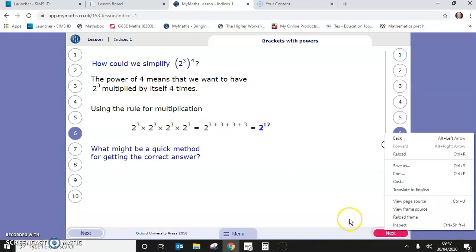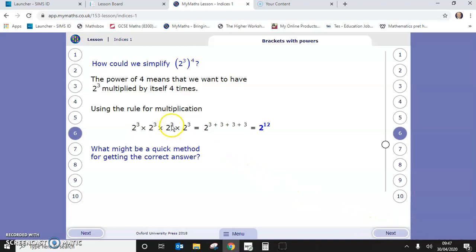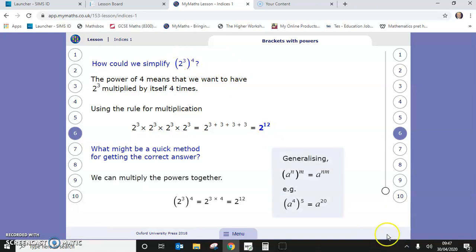But there is a quicker method. Okay, and now if you think, what can I do to those 2 digits there that is going to give me the same answer as there? So we've got 3 and 4. How do I get to 12? Just multiply them together. Okay, so the generalised answer is 4 times 5 gives me 20. So it's a slightly quicker method in working out.